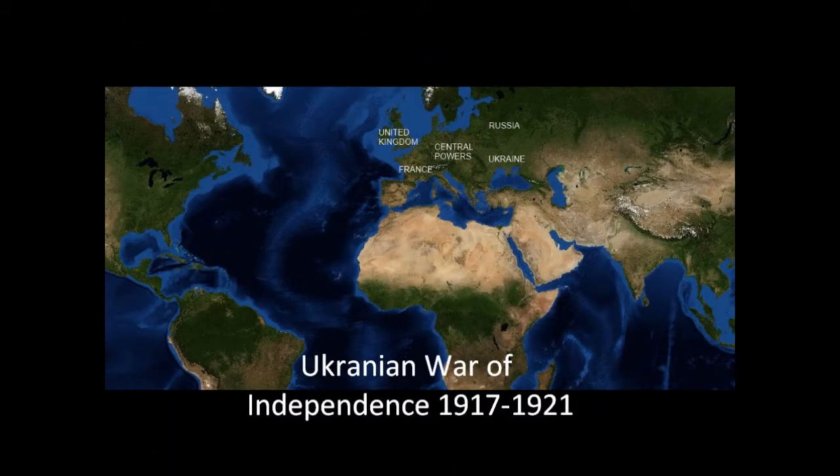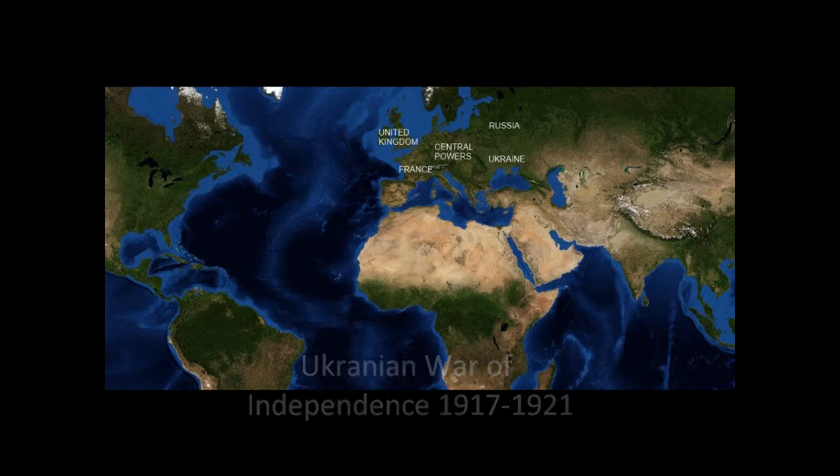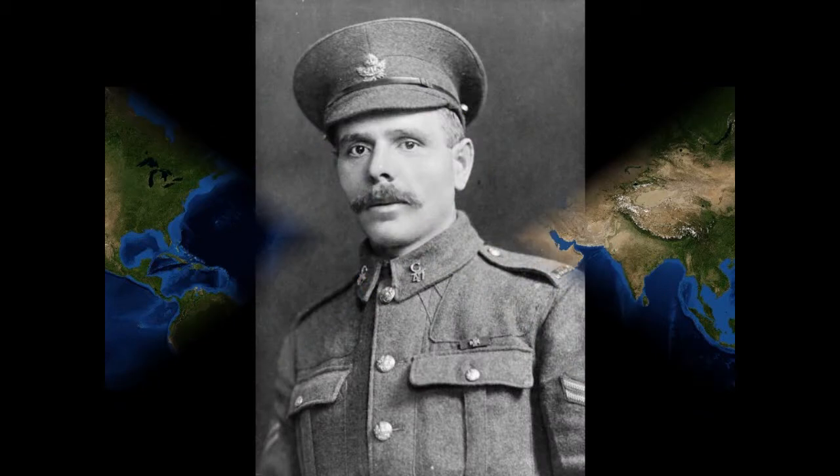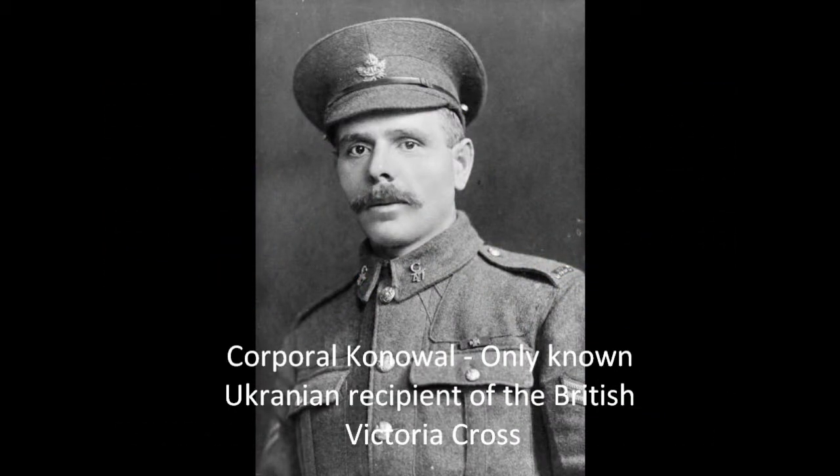The Ukrainian War of Independence began in November 1917 and ended in November 1921. The war was closely connected with the events of the First World War and the Russian Civil War, and came about because of conflicts between various political groups fighting for control of Ukraine.